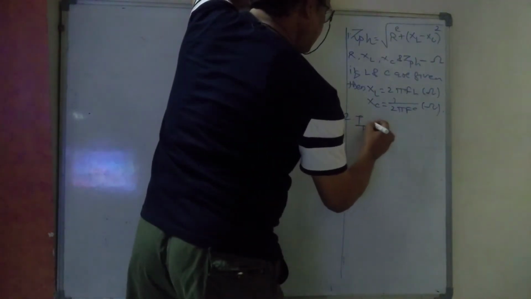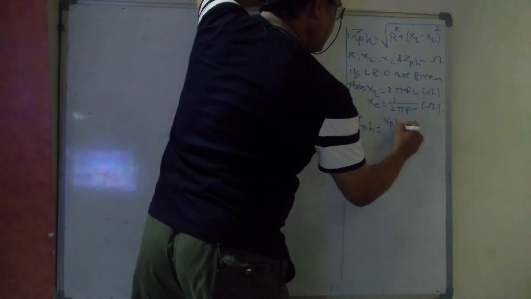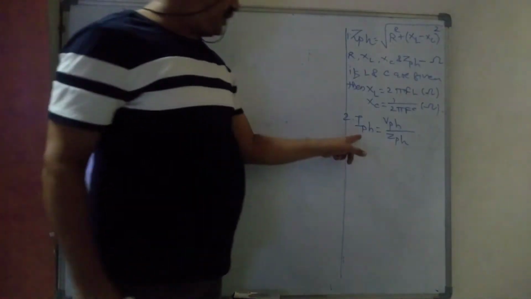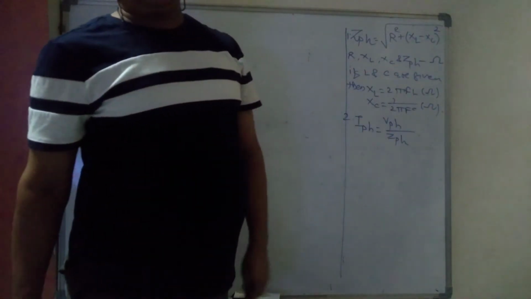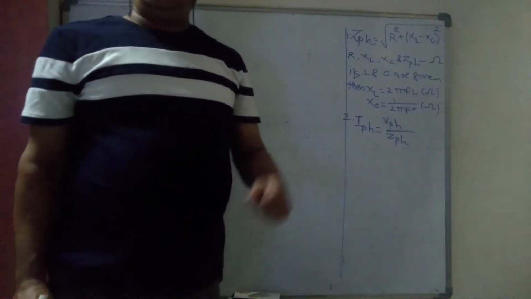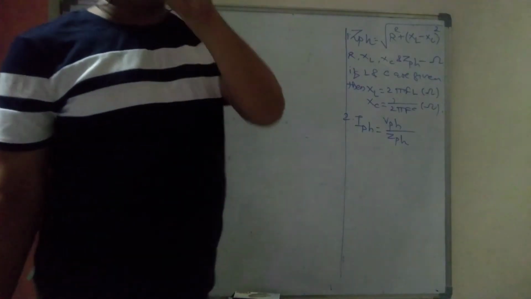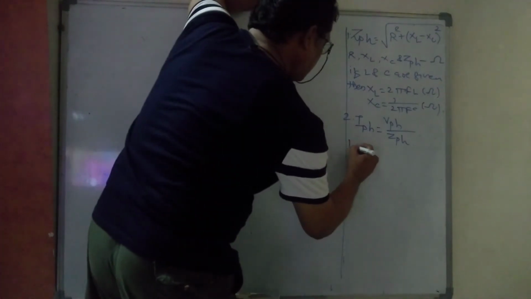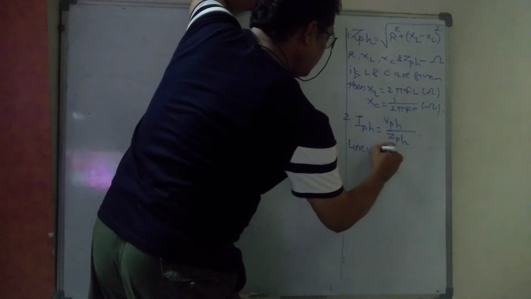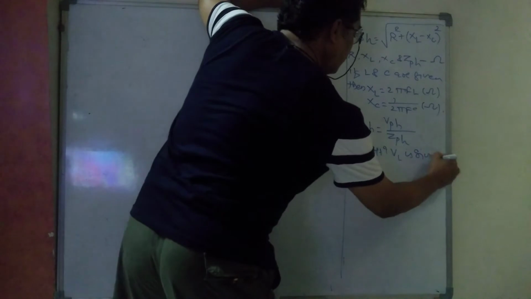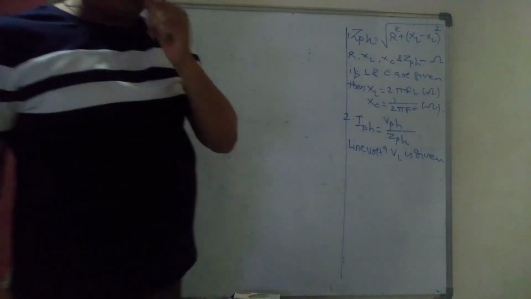IPH is VPH upon ZPH. Phase current is phase voltage upon phase impedance. Now, in the numericals, whatever voltage is given to you is always the line voltage, VL.